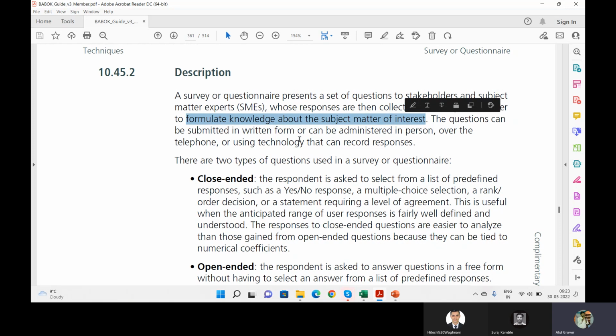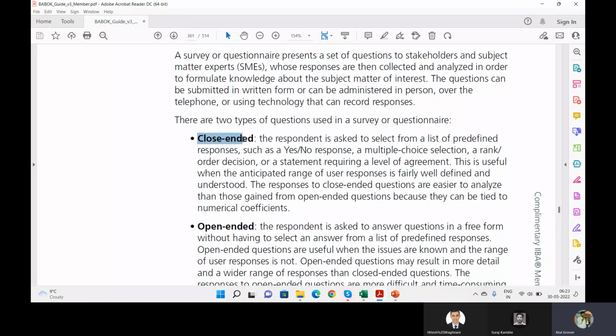The main point which is required in the survey is your question type, close-ended and open-ended. Very, very important. Again, same as the interview. It should say that from a list of predefined responses such as yes or no, a multi-choice selection, a rank, or another decision or statement regarding a level of agreement. Means in the close-ended questions, if you're asking any survey question, you should be able to get the accurate result.